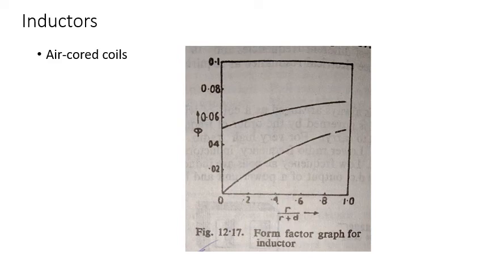So here in the graph there are two curves. On the y-axis there is the leakage flux, and on the x-axis there is the ratio of the coil radius R to the coil length plus the winding depth. R is the radius of the coil, L indicates the length of the coil, and D indicates the winding depth. So that indicates how the leakage flux varies with respect to the form factor.